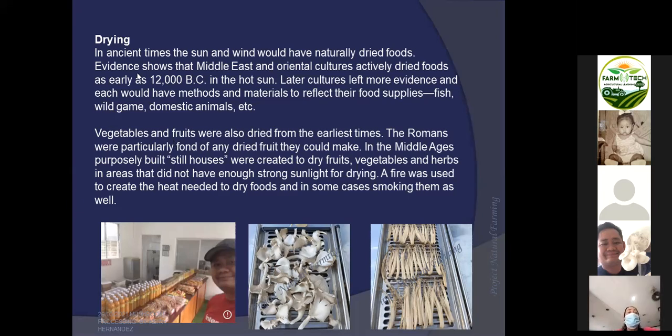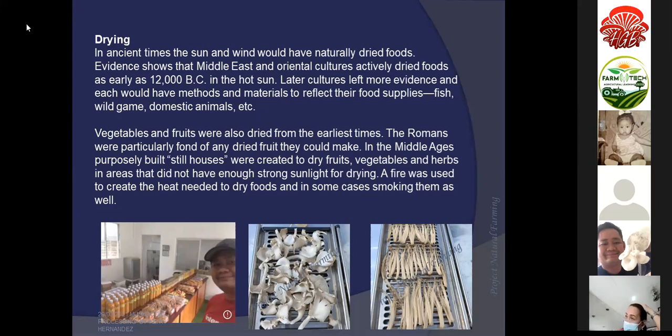Anyway, as I was saying, sa natural po sa mga tao na nagda-dry, especially in the Middle East, kaya nga yung mga dates, yung mga dried fruits nila, uso. Because natural naman kasi yung sunlight. Now, vegetables and fruits were also dried from the earliest times. The Romans were particularly fond of the dried fruit they could make. In the Middle Ages, purposely built still houses were created to dry fruits and vegetables and herbs. Now sa akin, I have a stainless drying rack kasi. Eto, makikita nyo.